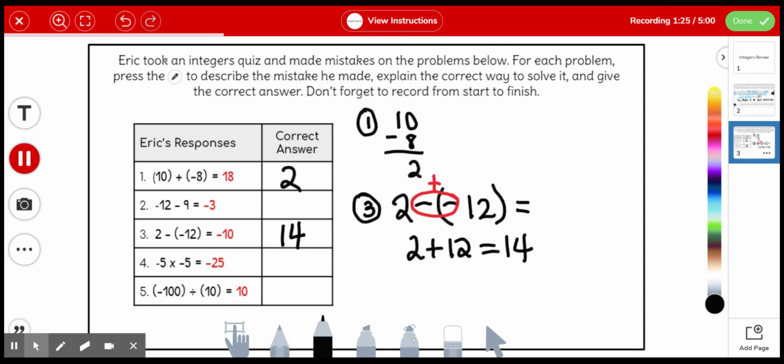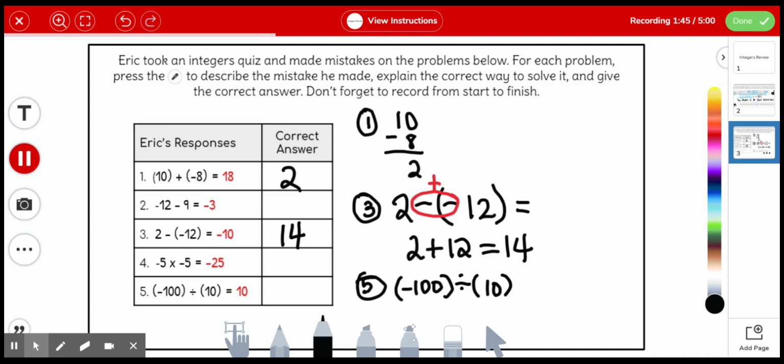Go ahead and complete number 4 on your own. For number 5, I have, he said, negative 100 divided by 10 is equal to positive 10.